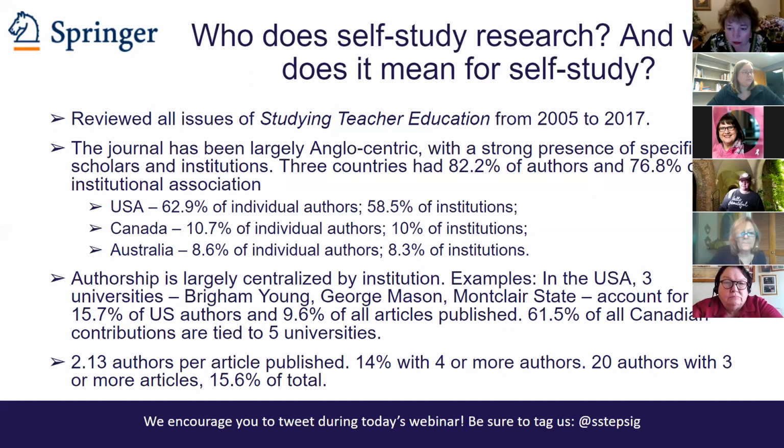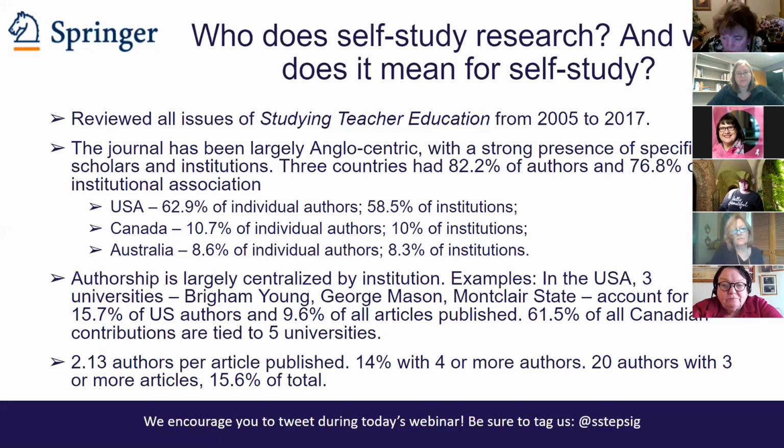There were a little over 200 people that published one time. They were on one piece in Studying Teacher Education. So that begs questions in terms of how do we increase our outreach and encourage others to publish in Studying Teacher Education versus other vehicles.